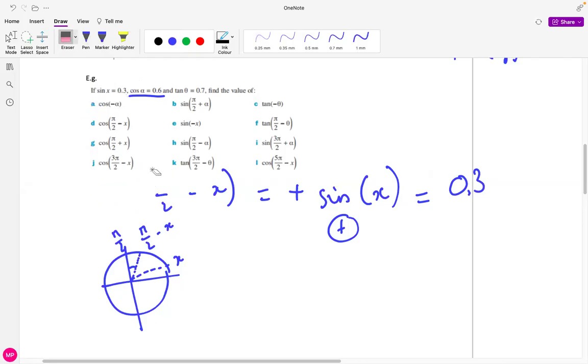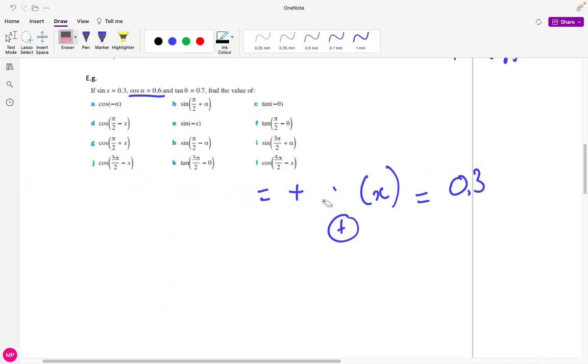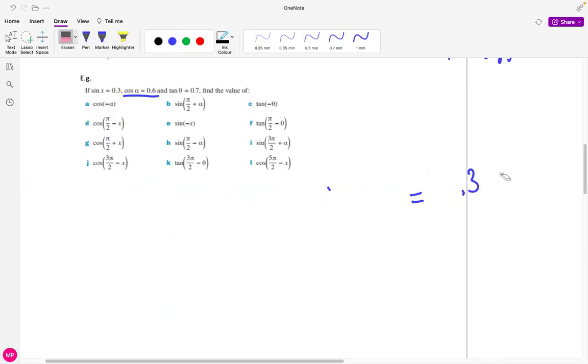All right. Now, similar to this, you can do pi over 2, or if I do another one, let's say this time I do 3 pi over 2 minus theta.